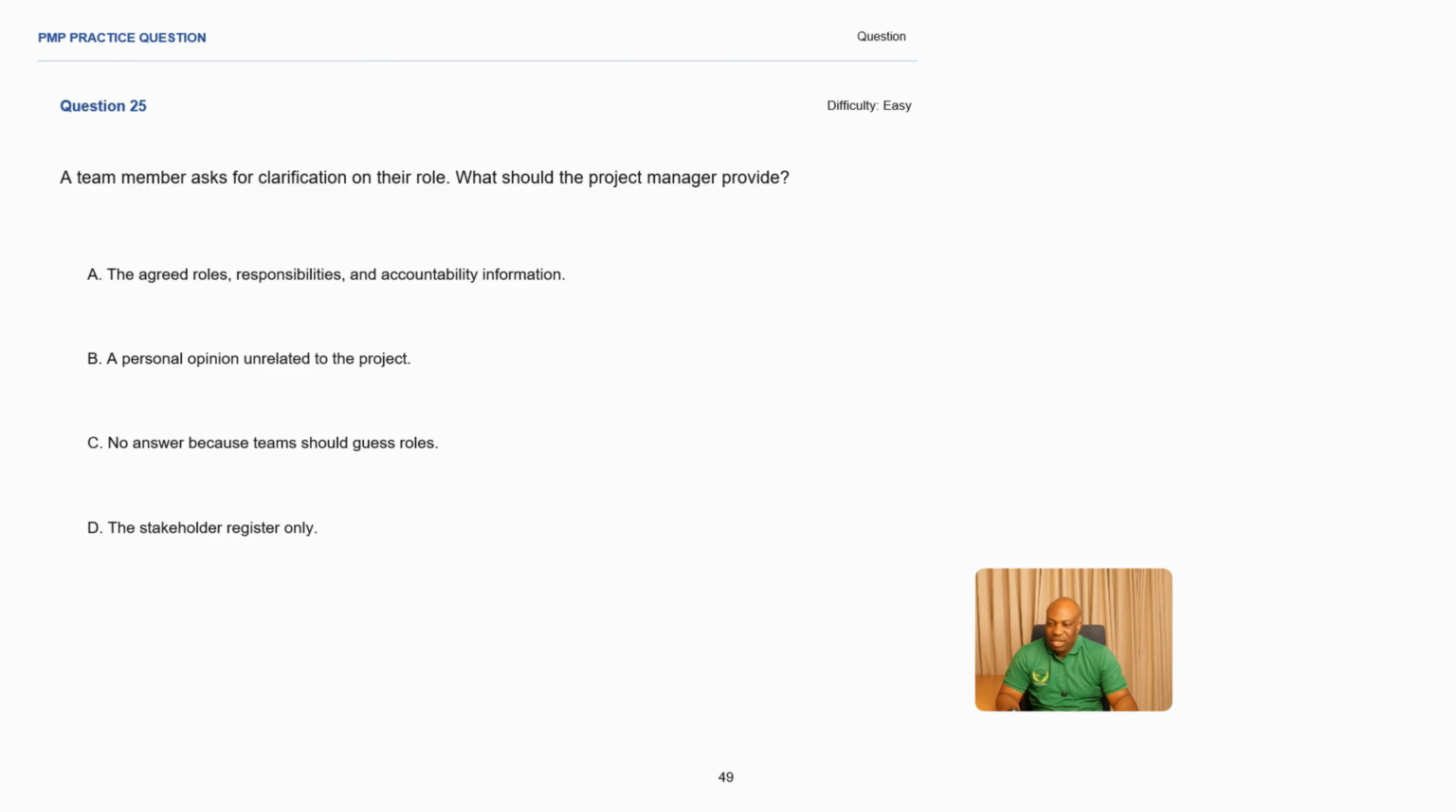Practice question number 25. A team member asks for a clarification on their role. What should the project manager provide? Okay. So what is our problem statement? A team member is asking for clarification on their role. So they are not understanding their role in this case. So let us go through the answers now.